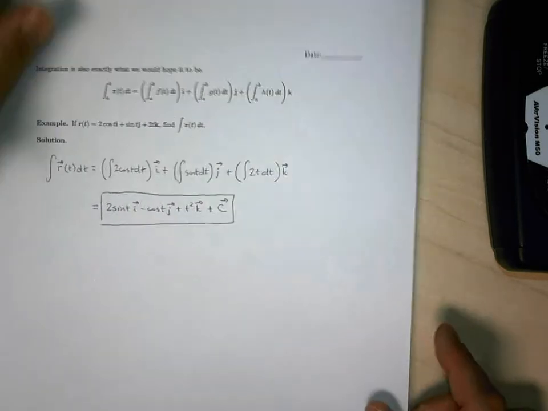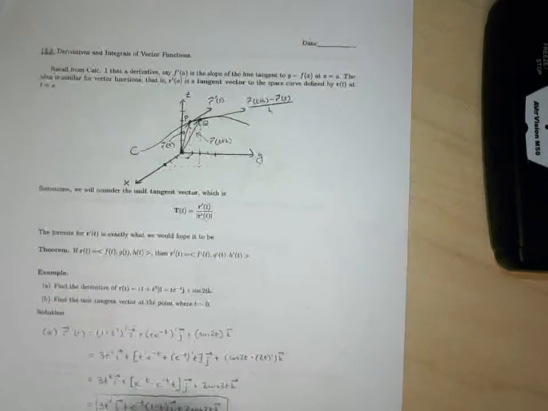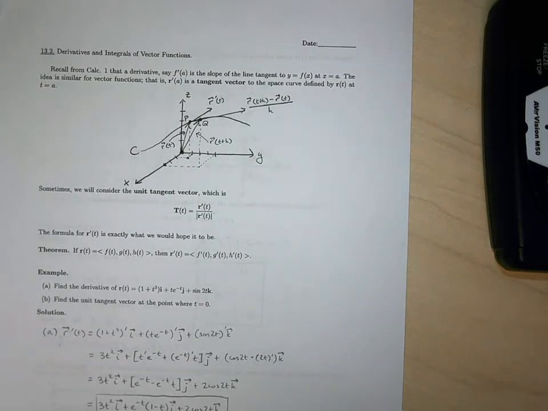And that's it for 13.2. So sections 13.1 and 13.2 are pretty simple mechanically. We're just doing derivatives, integrals, and limits. And since we know how to do them in Calc 1, they're no different for vector functions. We're just doing them 2 or 3 times since we have 2 or 3 different functions.